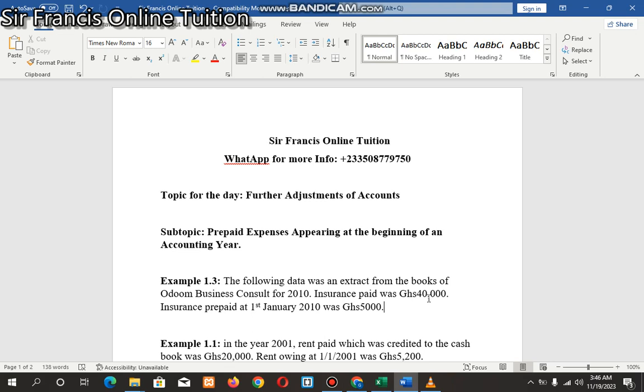Okay, so expenses paid in advance appearing at the beginning of an accounting year should be added to the one that we've paid for in that particular year that we are dealing with. So in 2010 we had already made payment for insurance in 2009 for 2010, and we actually made 40,000 payments in 2010. So to know the total expenses relating to insurance for 2010, we add the one that we paid in 2009 to the one that we paid in 2010 to get the total expenses.